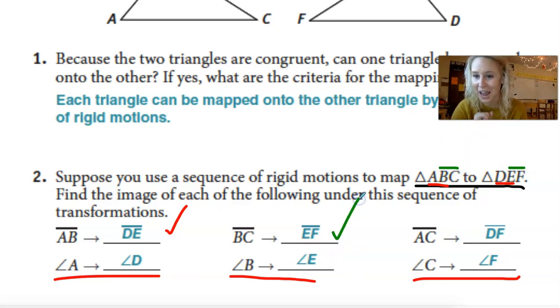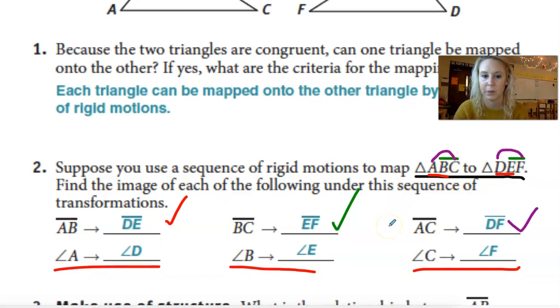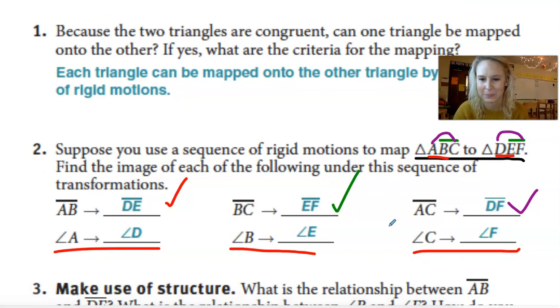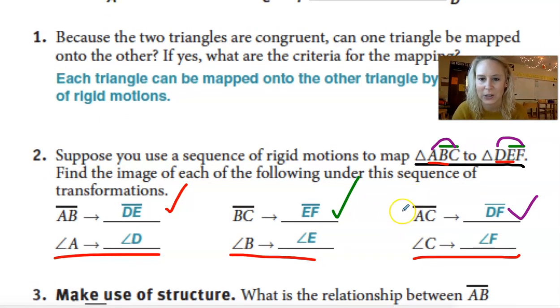It matched. And then last but not least, you can do the first and the last letter. The first and the last letter. So AC matches to DF. Okay? So if you don't have a picture, but they give you like a map of directions, that's how you can find the corresponding parts as well. Okay. All right, let me know if you have any questions on that.